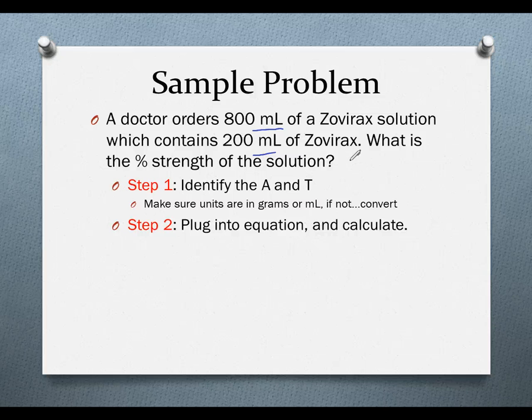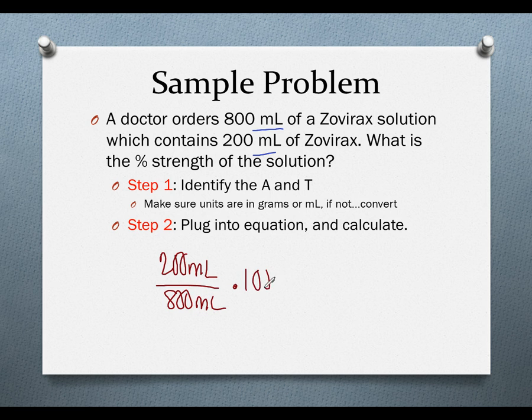So this is what it's going to look like. We're going to take our 200 mLs over our 800 because the low value will be our active. We're going to multiply by 100 and that's going to equal 25%.